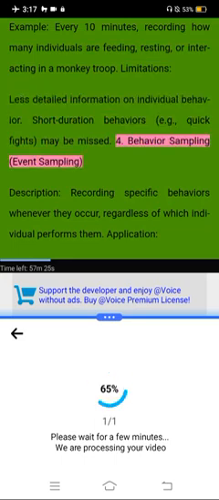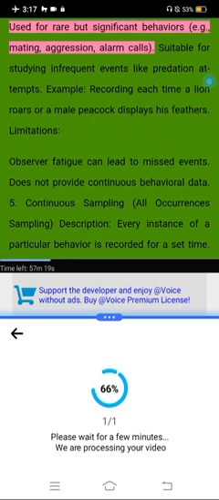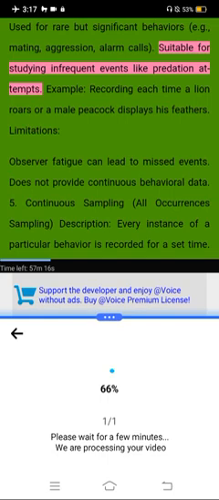4. Behavior sampling, event sampling. Description: recording specific behaviors whenever they occur, regardless of which individual performs them. Application: used for rare but significant behaviors, e.g., mating, aggression, alarm calls. Suitable for studying infrequent events like predation attempts.